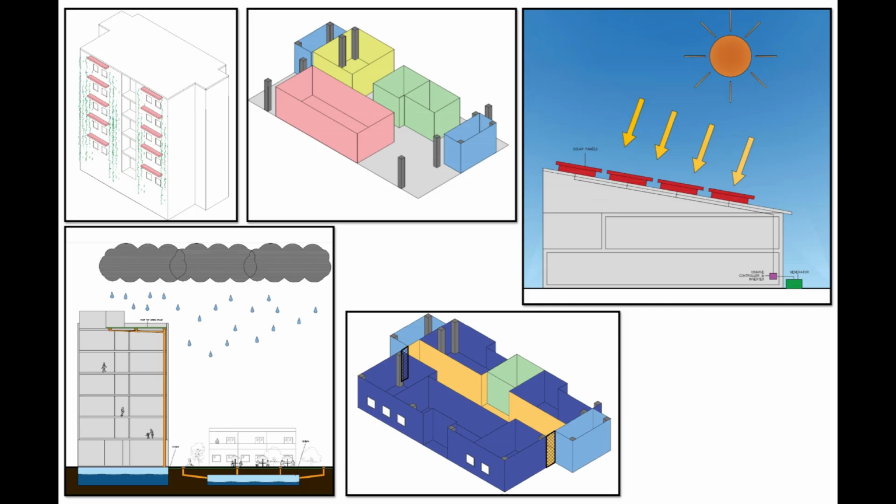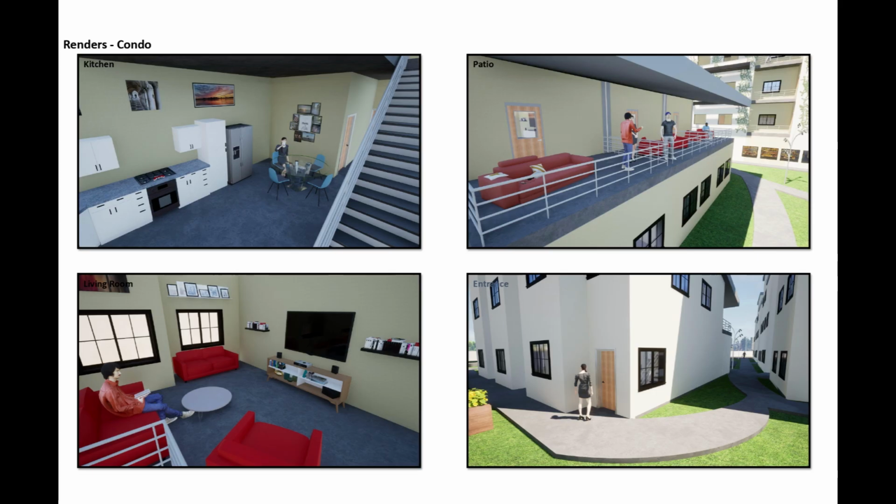Next, we'd look at the environmental design and how we could use that to create some passive methods of heating and cooling, like solar panels, open air designs, and the use of stormwater collection. These designs would ultimately lead to the renderings that are shown here, one of these being the condo.